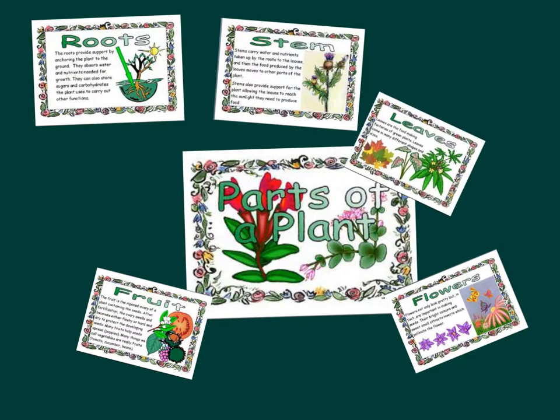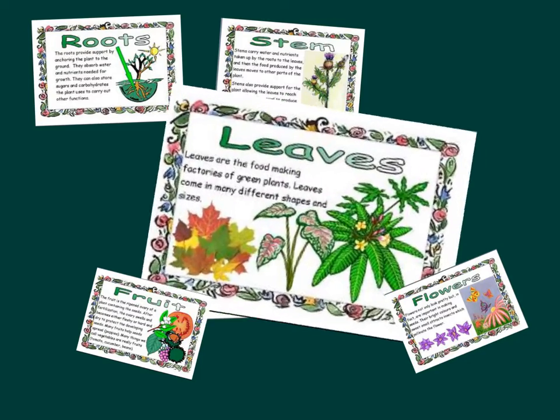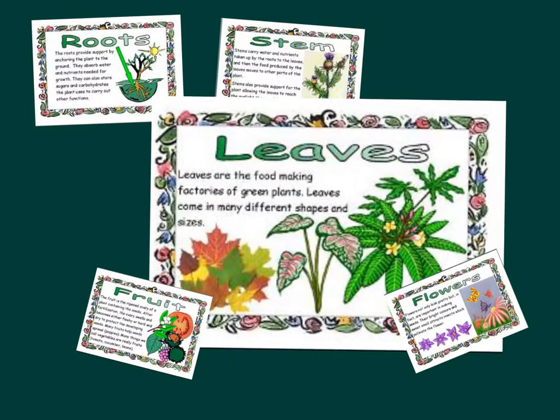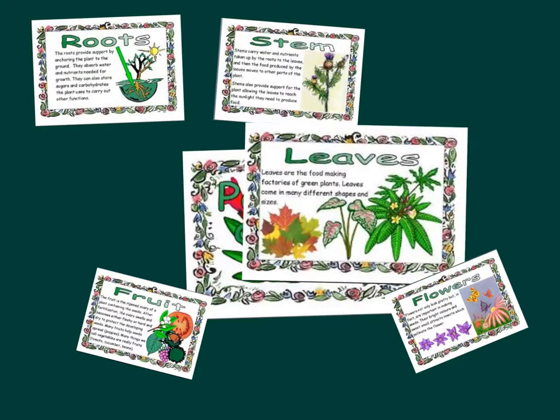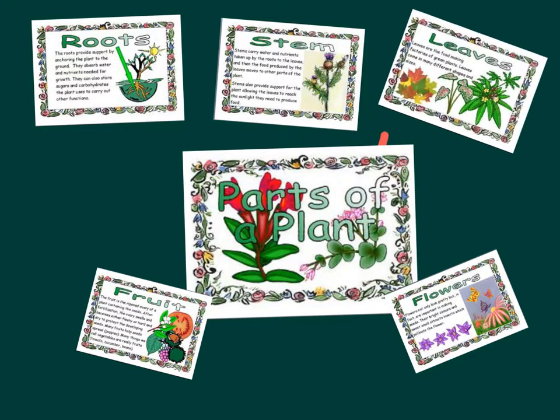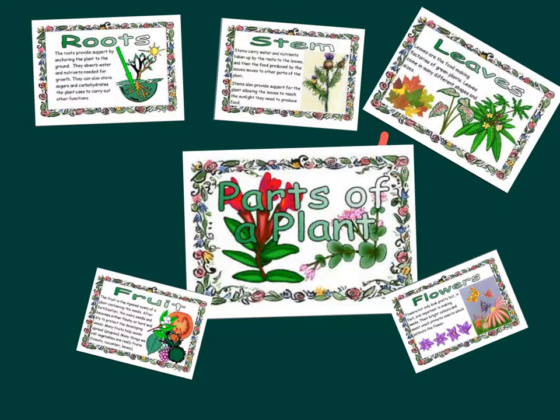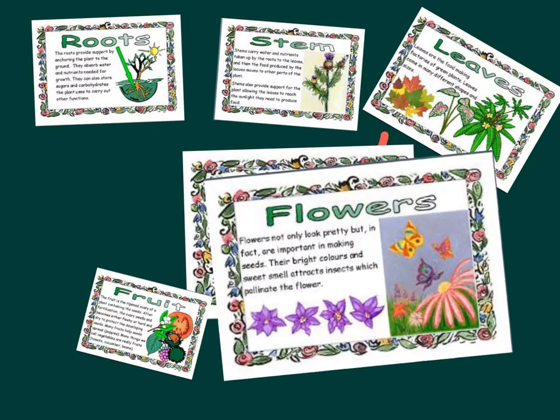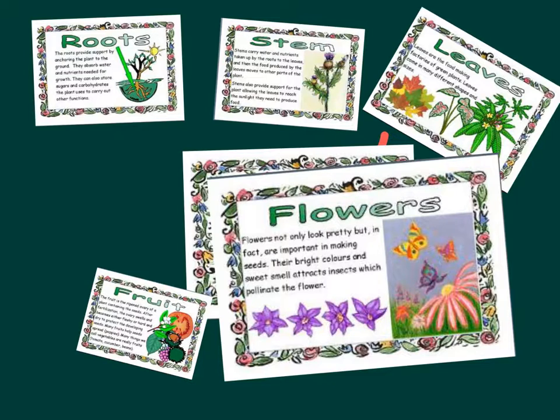And from there, we have the leaves. Again, the stems hold the leaves to the plant, and the leaves are the food-making factories of the green plants. They come in many different shapes and different sizes. They come in different colors, as we can see right here in the picture. In the different seasons, everything changes. From the leaves become flowers. And flowers don't only look pretty, but in fact are important in making those seeds.